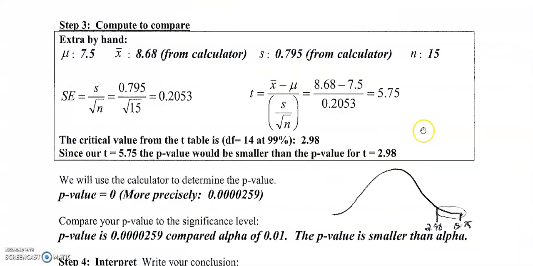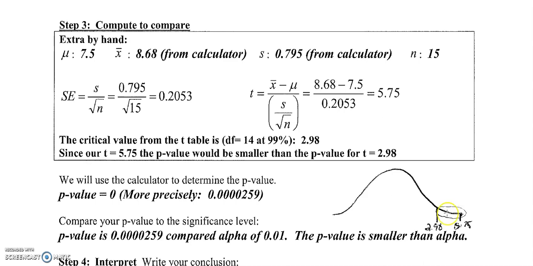Okay, so if I was going to draw a picture, if we draw a normal curve, 5.75 would be way down here. We're looking for more than, so it would be a very small area. And our critical value of 2.98 would be to the left of it. And then we're looking for greater than, so that area is larger and that's smaller. So our p-value would be that area. So the p-value for the 5.75 would be smaller than the area for the 2.98. So your p-value would be smaller.